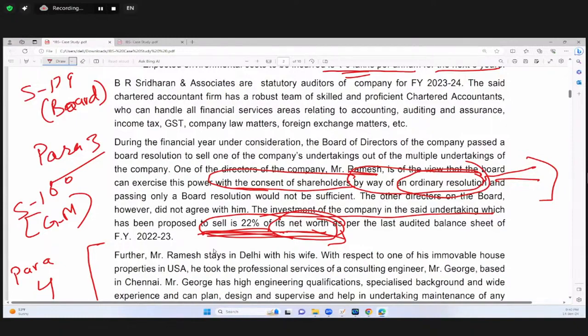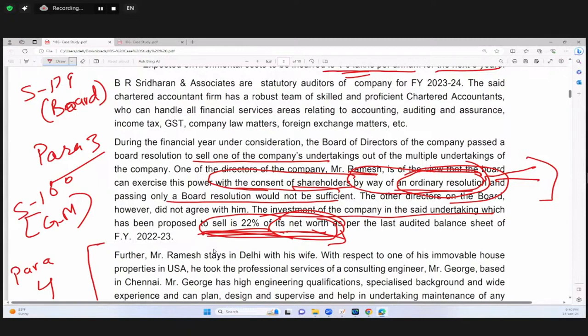Now moving back to the paragraph, we can see one of the company's undertakings. Mr. Ramesh is of the view that the board can exercise this power with the consent of the shareholders by way of an ordinary resolution, and passing only a board resolution would not be sufficient. He is correct that a board resolution alone is not sufficient, but the problem is the ordinary resolution. He is of the opinion that for this item only an ordinary resolution is required.